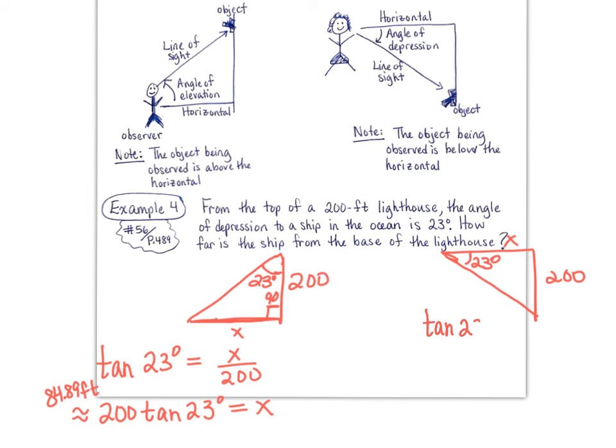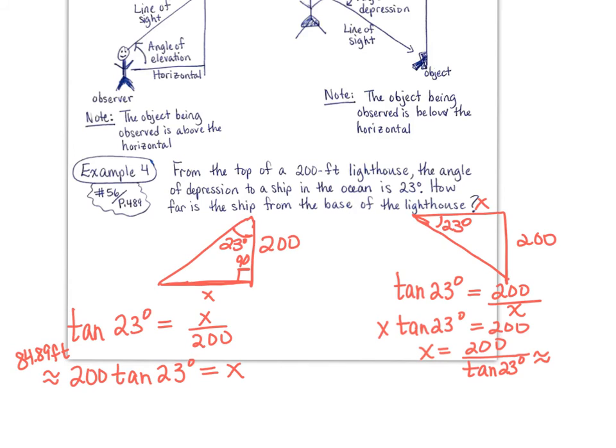So tangent of 23 degrees is equal to your opposite over your adjacent, which means you have x times tangent of 23 degrees is equal to 200, or x is equal to 200 over tangent of 23 degrees. And that's approximately what? 471.17. Good. 471 point what? 17 feet.